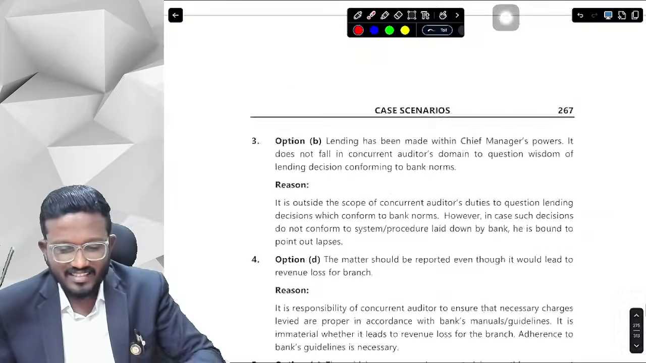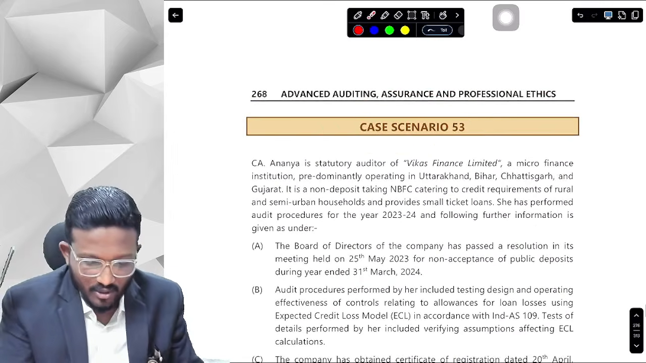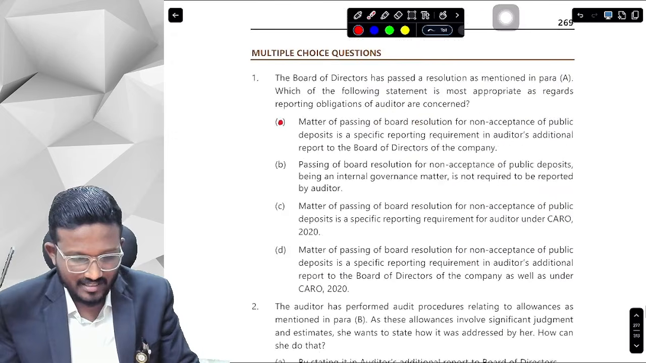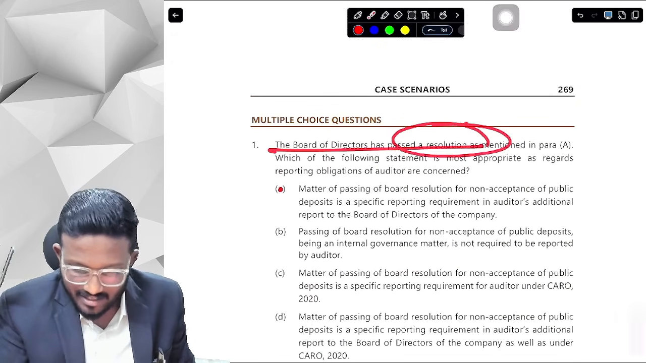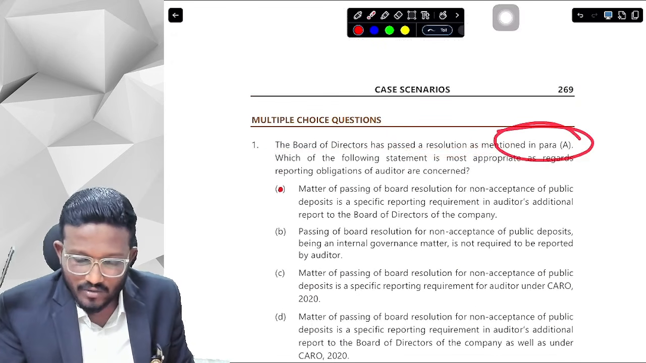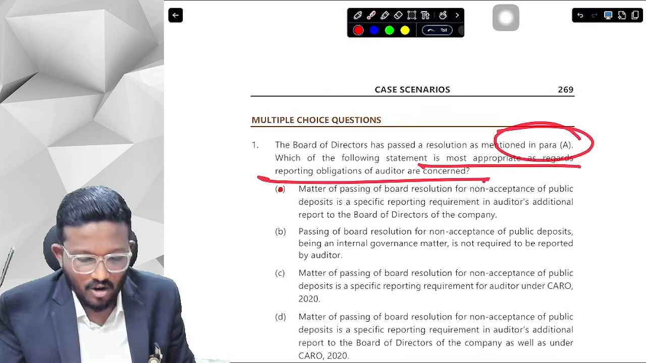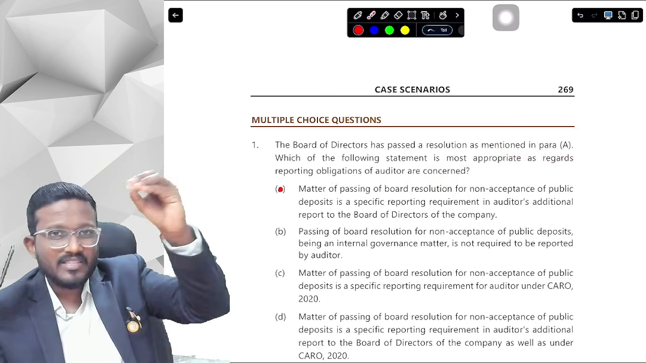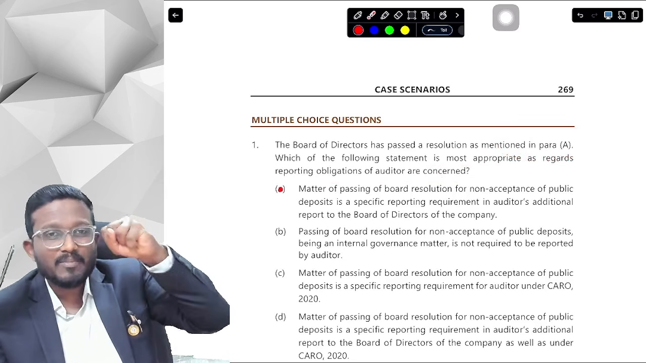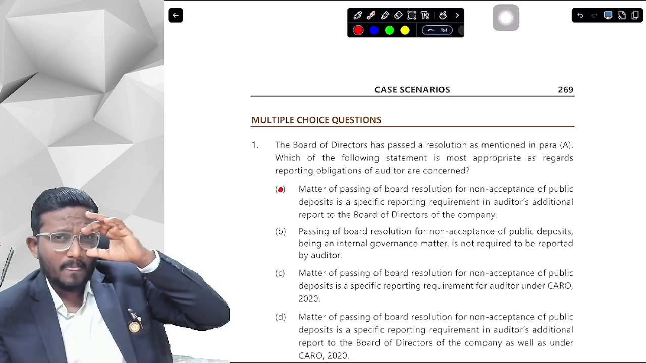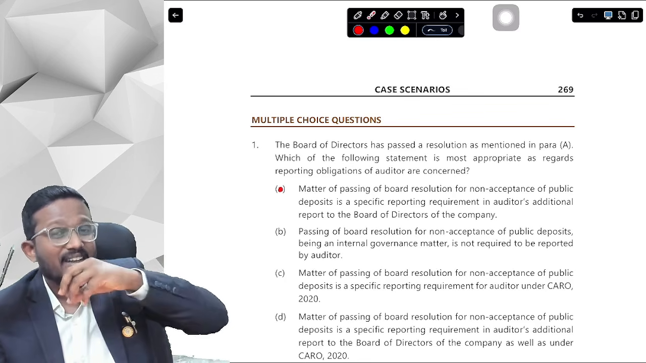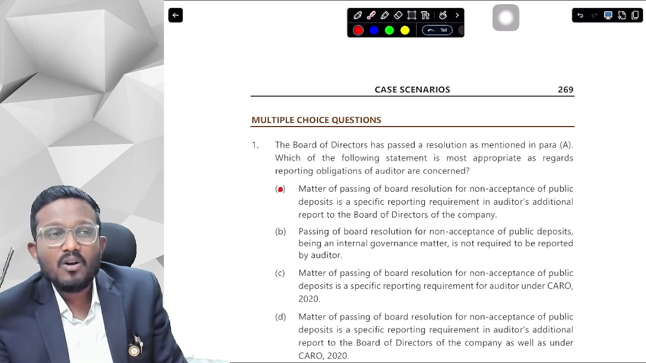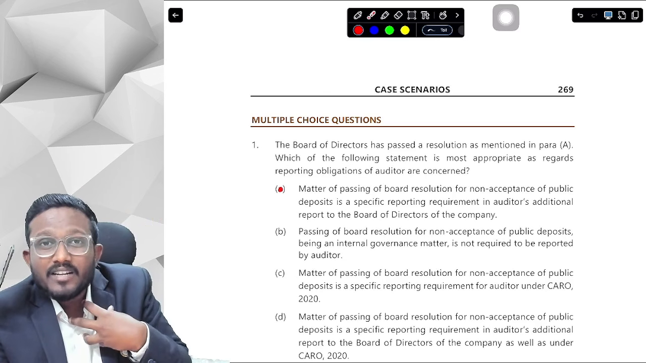Okay, yes sir, this was case scenario number 52. Let's do case scenario number 53. What does it say, sir? It is saying that the board of directors passed a resolution as mentioned in para A. Which of the following is most appropriate as regards the reporting obligation of the auditor? So basically this is an NBFC, and the board of directors passed a resolution that they will not be accepting public deposits. Now, is there any reporting responsibility for us as the auditor?